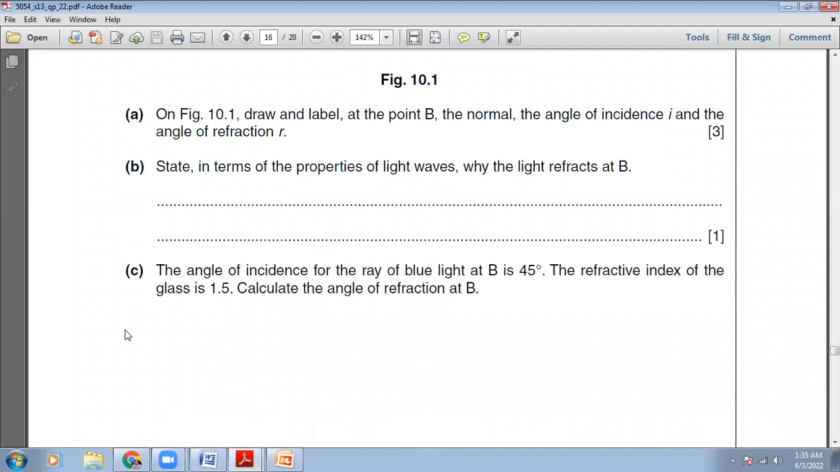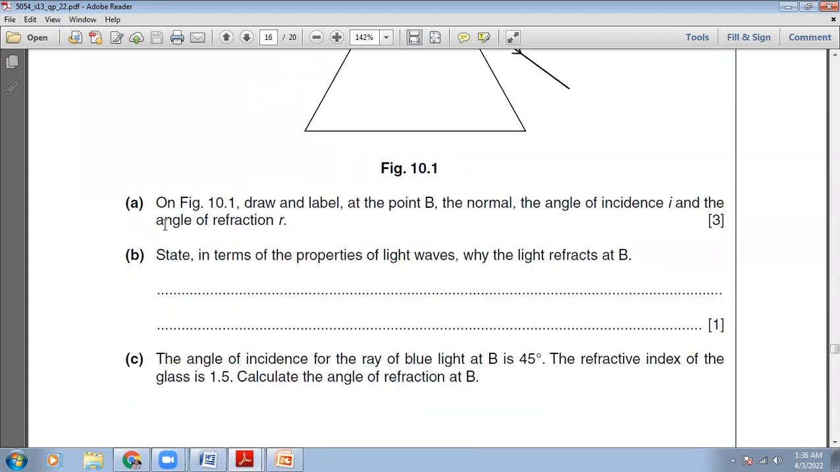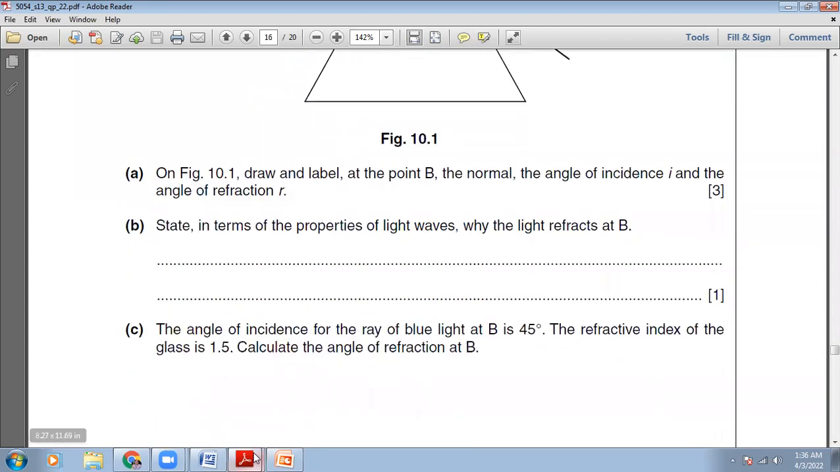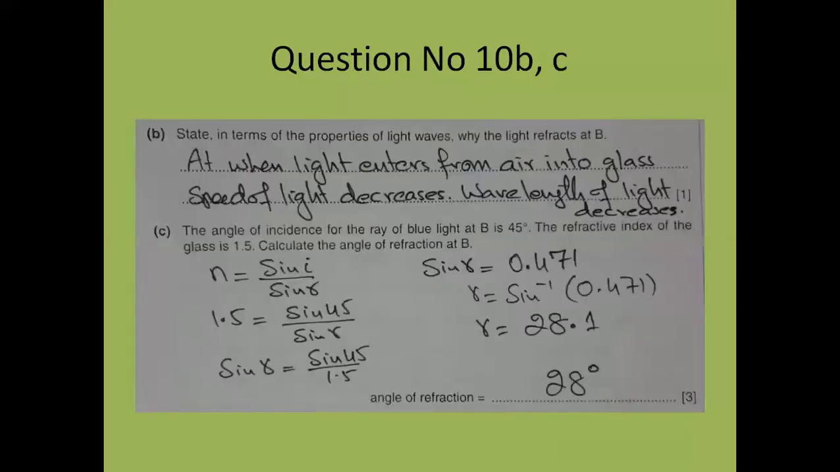State in terms of the properties of the light waves why the light refracts at the B. You see, when the light enters into the prism at the point B, the speed of the light will decrease, the wavelength of the light will decrease. That's why the direction of the light will change, and we say that the light has refracted. So let me show you.